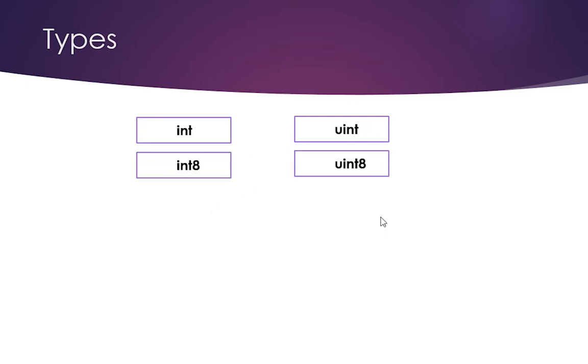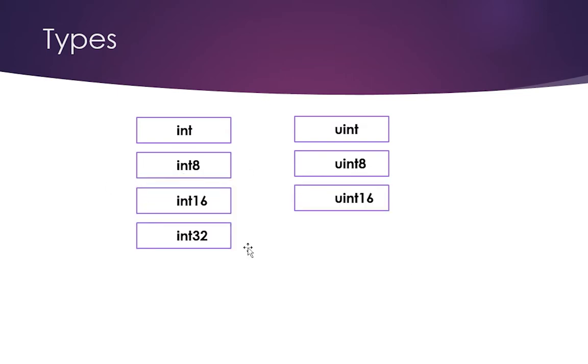We have two types of integers. First is int and the second is Uint. The simple int is a signed integer, so it can have signs, positive and negative, and Uint is the unsigned integer. It doesn't have any signs, so it holds only positive digits. They come in various types like int 8, Uint 8, int 16, Uint 16, int 32 and Uint 32.